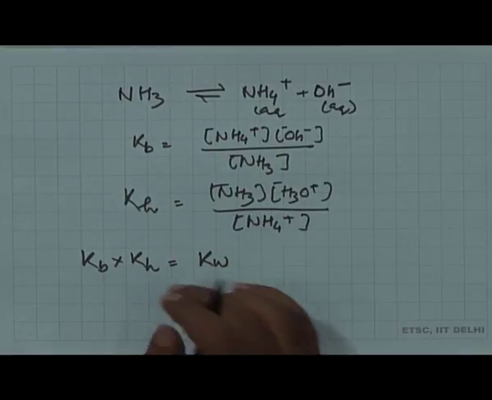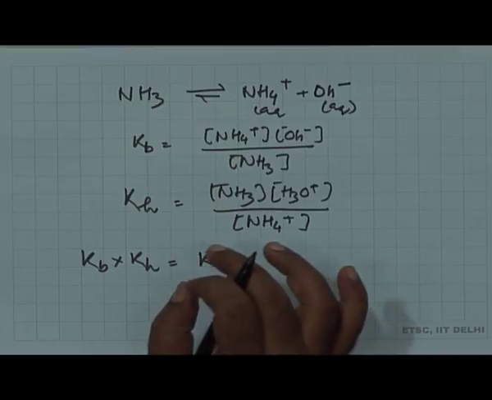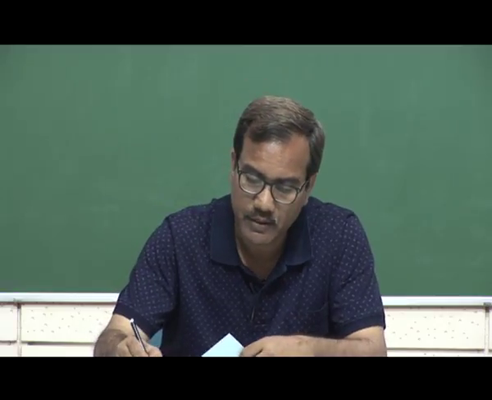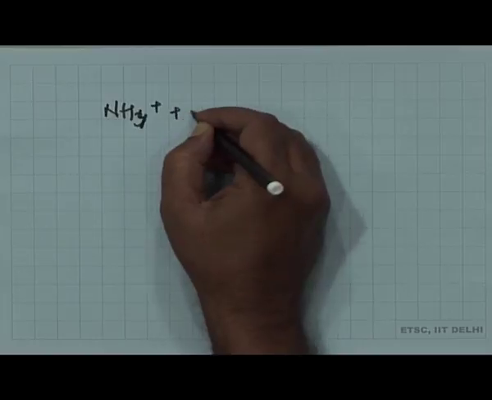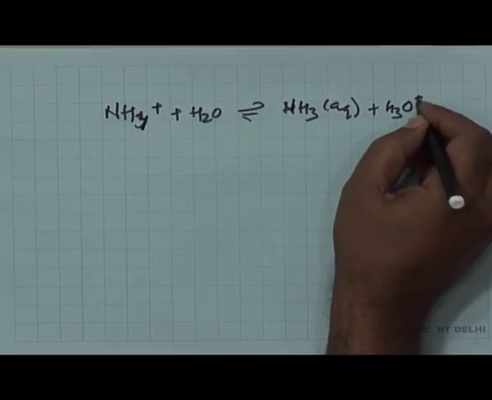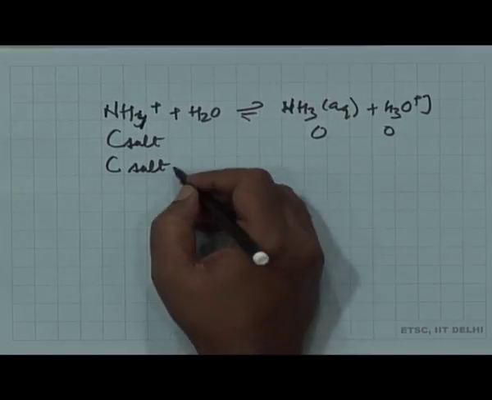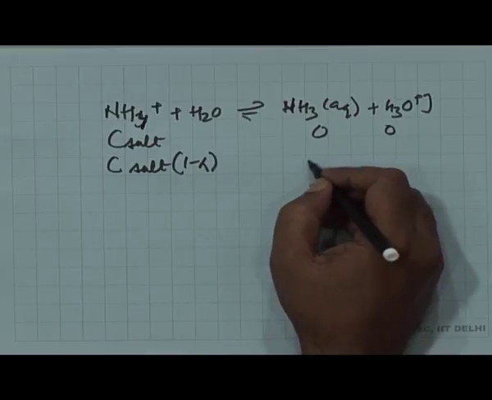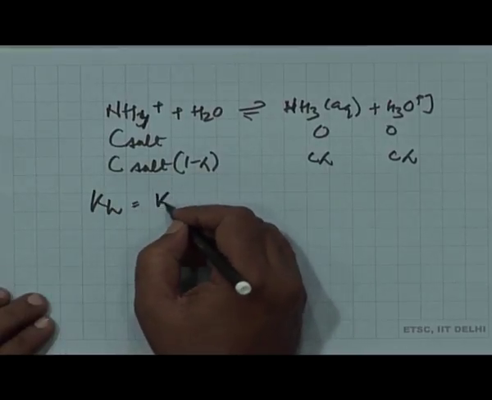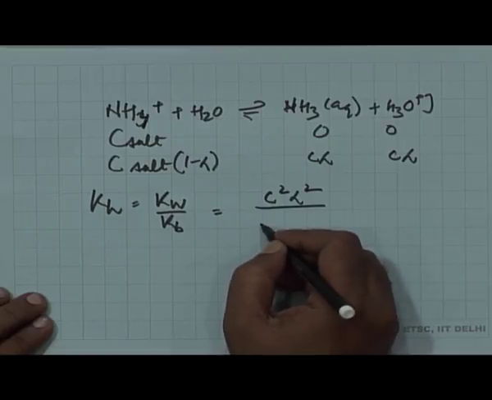If we know Kw and Kb of the weak base, we can calculate KH, and once we know KH, we can calculate the OH minus ion concentration or H plus ion concentration. So, let us again write how we can calculate. This is NH4 plus plus H2O giving NH3 aqueous plus H3O plus. Initially, you have C, 0, 0. At equilibrium, this is C into 1 minus alpha, and this is C alpha. And so, KH, which is nothing but Kw by Kb, which we just calculated, is equal to C square alpha square divided by C into 1 minus alpha.